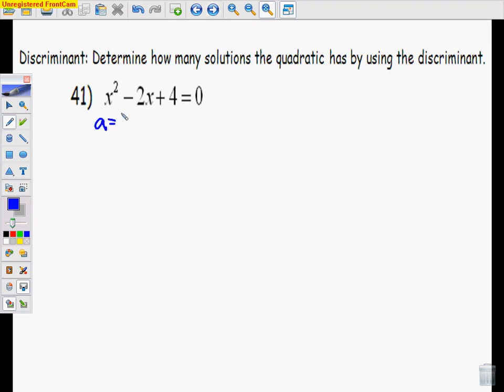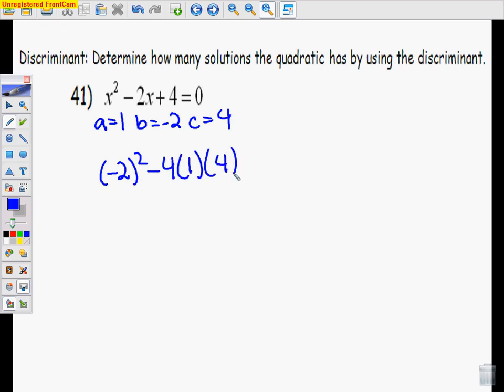Here a is 1, b is negative 2, c is positive 4. Plugging that into our discriminant formula, b squared minus 4 times a times c. Negative 2 squared is 4, minus 4 times 1 times 4, which is 16. So 4 minus 16 is negative 12. So this is our discriminant, which means that since negative 12 is the discriminant, whenever the discriminant is negative, there are no real solutions.